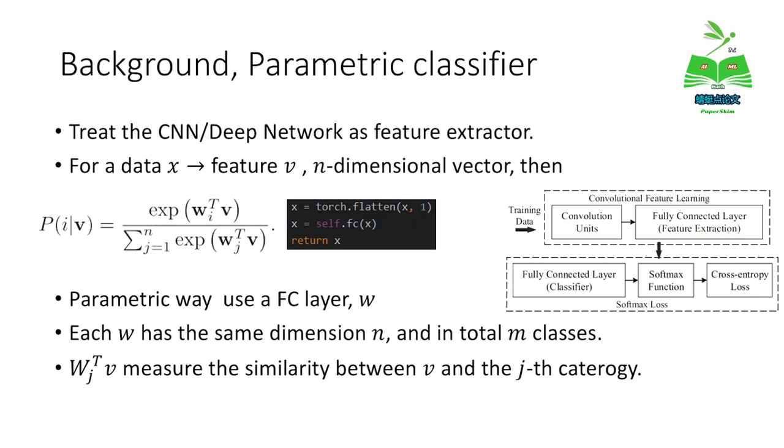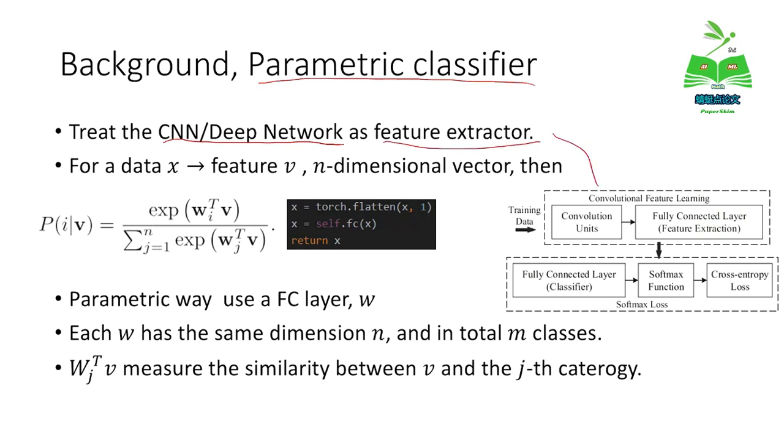Background: this paper is about non-parametric discrimination, so we need to review the parametric classifier. First, we know the CNN, the deep neural network, can do the classification task with supervised learning with a large number of labeled data. But now we should treat it in another way. We treat the CNN as a feature extractor.